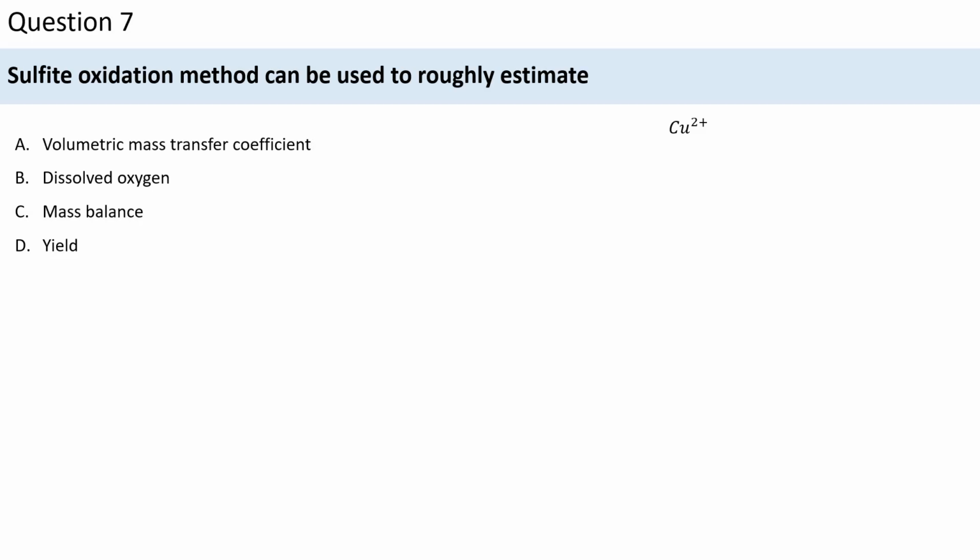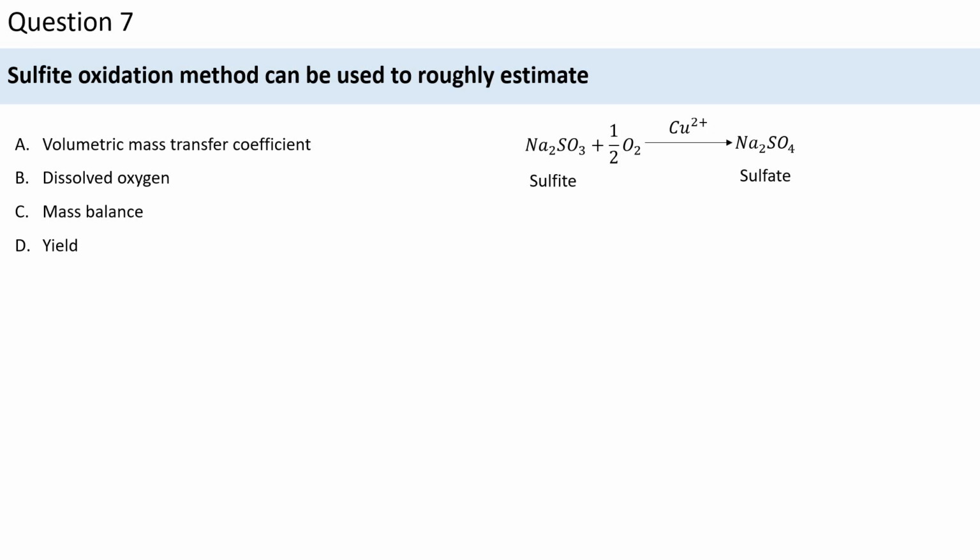So, what is the sulfide oxidation method? If we see that, we'll understand why we are doing it as well. In the sulfide oxidation method, you have a solution of sodium sulfite, Na2SO3, and oxygen is passed into the bioreactor in the presence of copper. In the presence of copper, oxygen and sodium sulfite react to produce sodium sulfate.